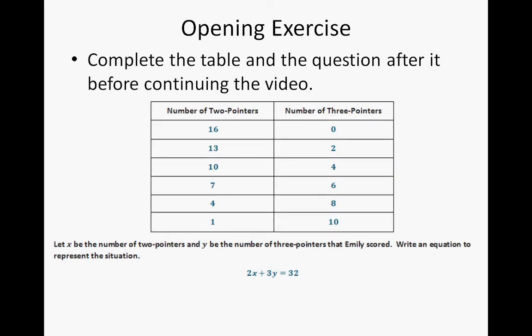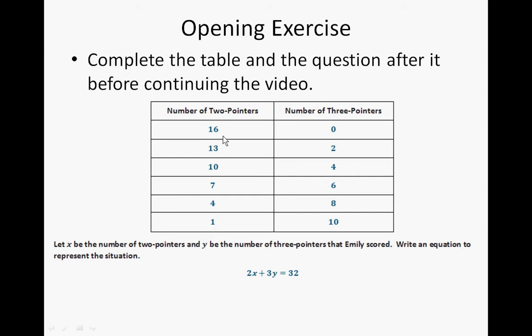Complete the table and the question after it before continuing the video. Alright, you should have filled in the table and answered the question so we can check our answers. You should have something that looks like this. To add up the number of 2-pointers and 3-pointers, that would equal 32. You would have something that would look like this.